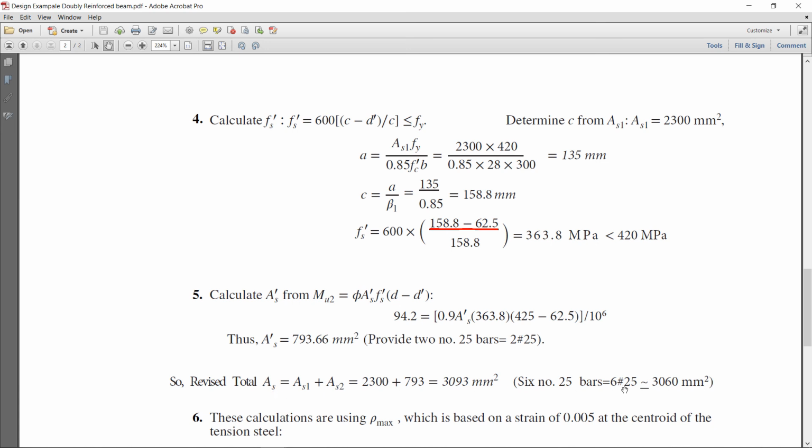We have provided 6 number 25 bars whose total area is 3060 millimeter square, that is nearly equal to the required area of steel. But I have suggested that you can increase the number of bars, like 5 number 25 and 1 number 32 bar, or you can use all 32 bars.